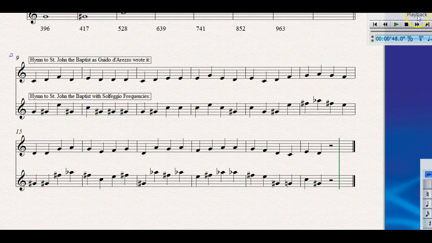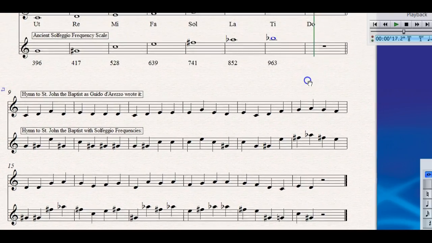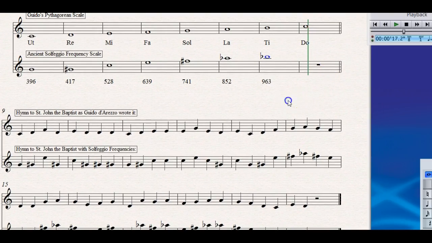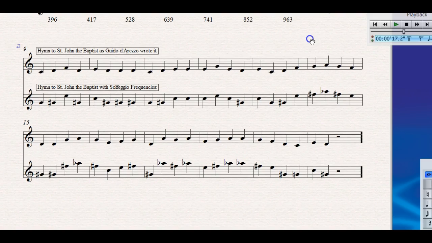I have to make sure that I go back here because I want it to play. I'm actually going to go ahead and play it. It might play that one note. All right, that's fine. So I'm going to play the hymn to St. John the Baptist as Guido of Arezzo actually wrote it, and it will sound very much like what you see on this sheet music and what you're hearing. And I have to click here, otherwise it will play them at the same time, and I don't think we want that.